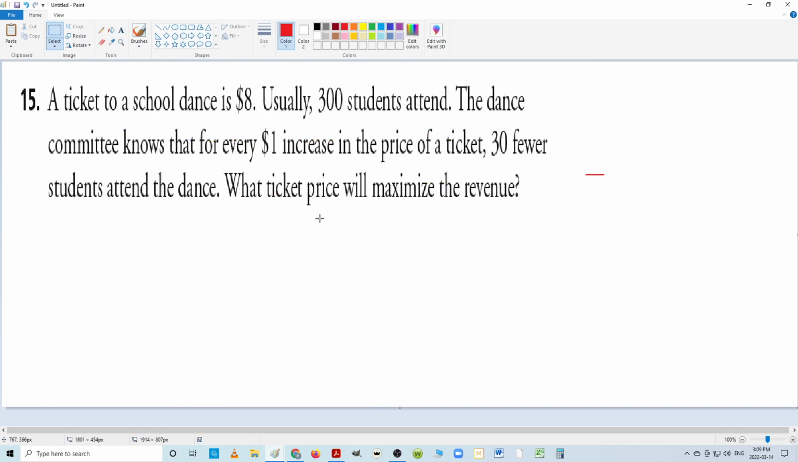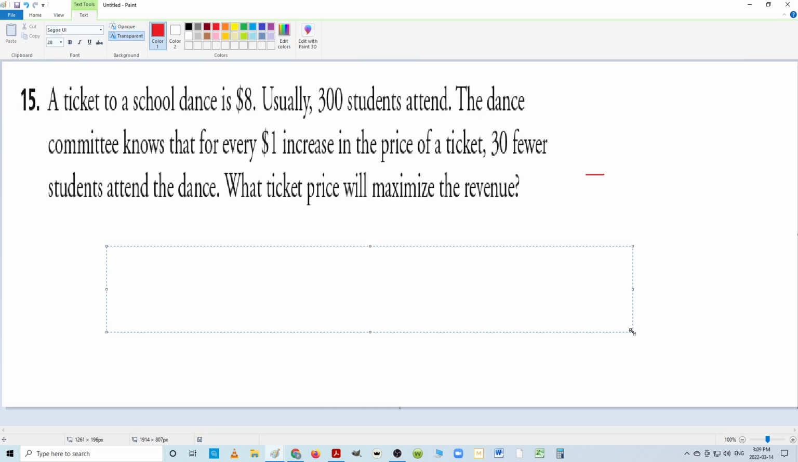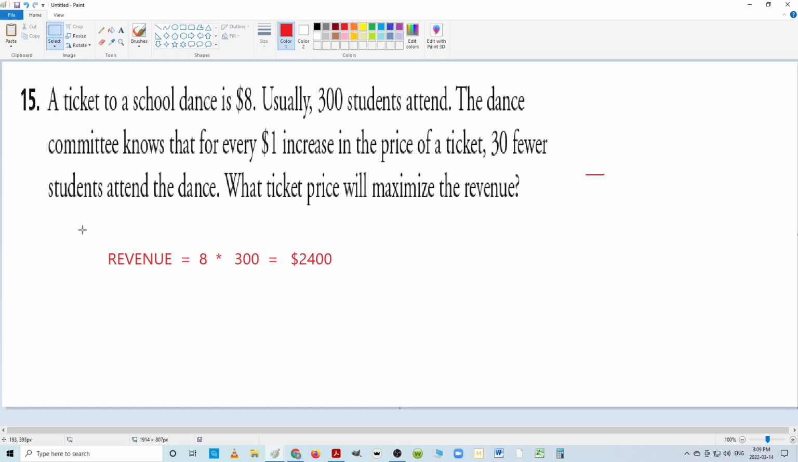Okay, school dance is $8, usually 300 students. Before you continue, ask yourself how much income, or revenue, is achieved when 300 students spend 8 bucks. How would you figure that out? You'd take 8 and you'd multiply by 300, right? So you know their normal revenue is that. So just keep that in mind. That's their normal revenue. We'll put it up here.